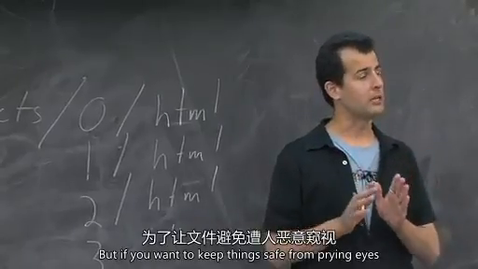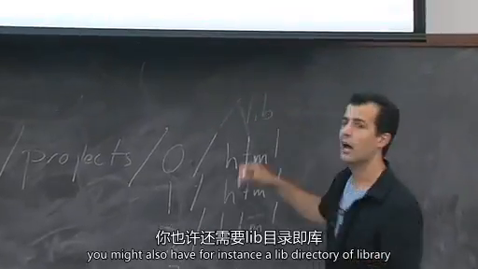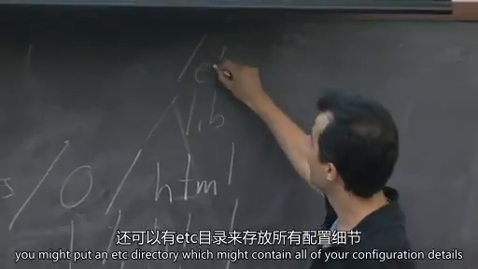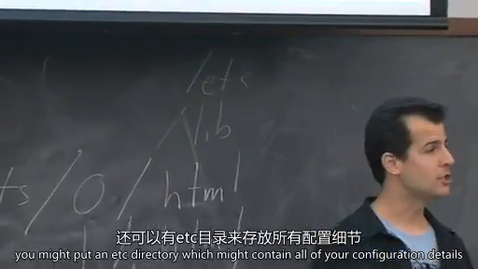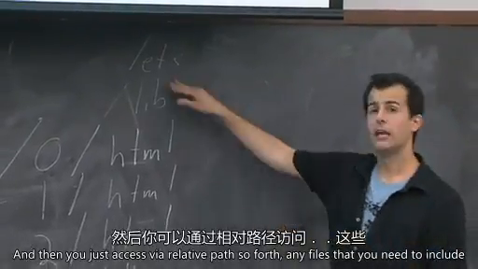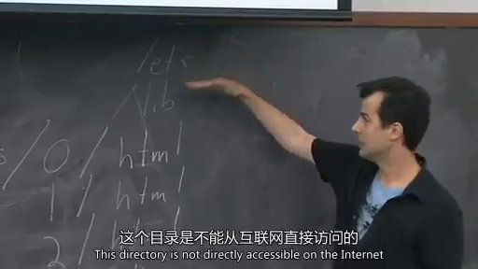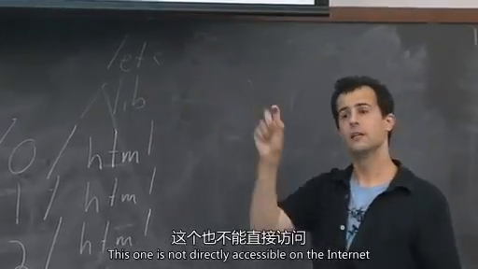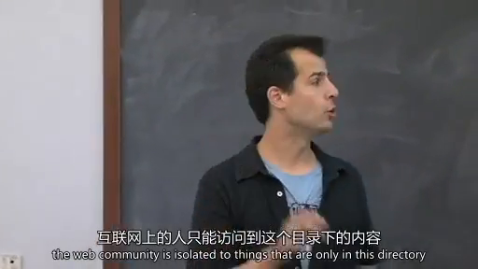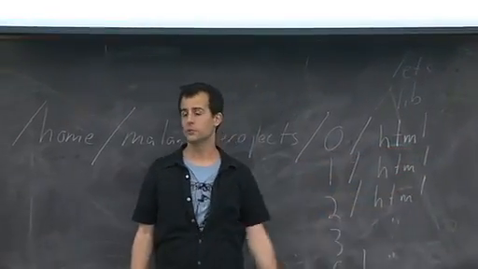But if you want to keep things safe from prying eyes, you might also have, for instance, a lib directory, a library where you put any helper functions you might write. You might put an etc directory, which might contain all of your configuration details. And then you just access via relative paths, and so forth, any files that you need to include. But this directory is not directly accessible on the internet. This one is not directly accessible on the internet. Thanks to that document root directive from last week, the web community is isolated to things that are only in this directory. So it's a matter of best practice.